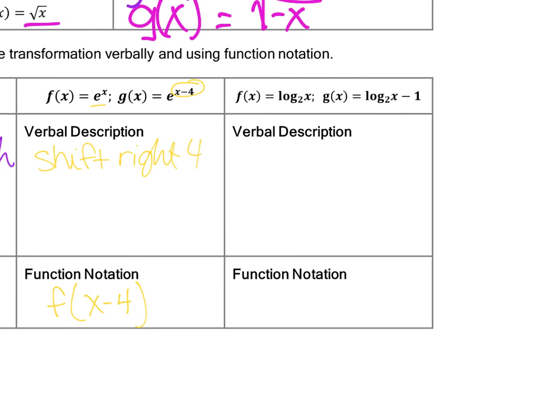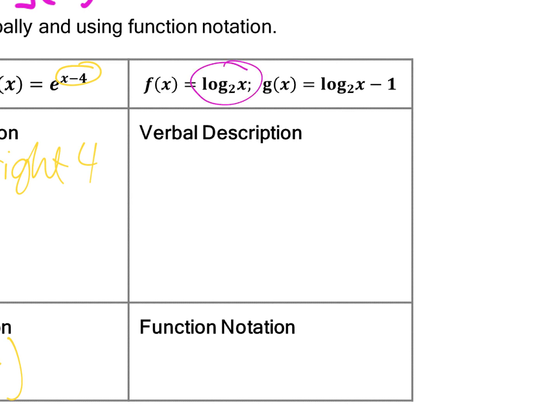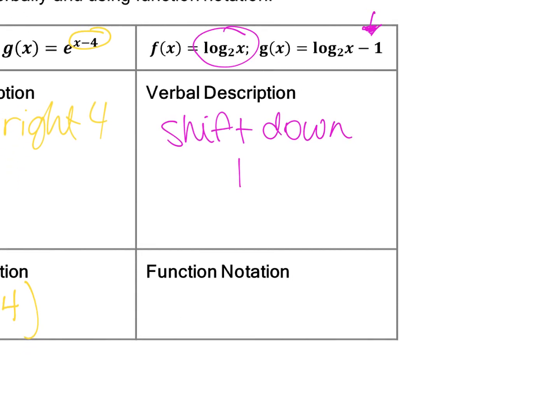All right, last one. So this one we have log base 2 of x is our parent function. Then we have log base 2 of x, and then minus 1. There is no parentheses. So if this was a horizontal shift, there would be parentheses, but there's no parentheses, which means there's a vertical shift. Since it's minus 1, this would be a shift down 1. So on your function notation, you have f of x, and then you have minus 1.